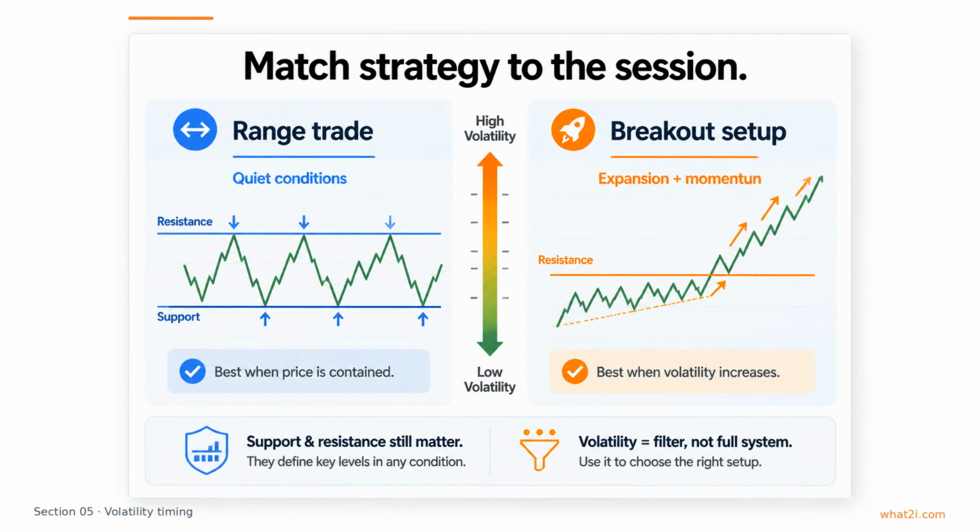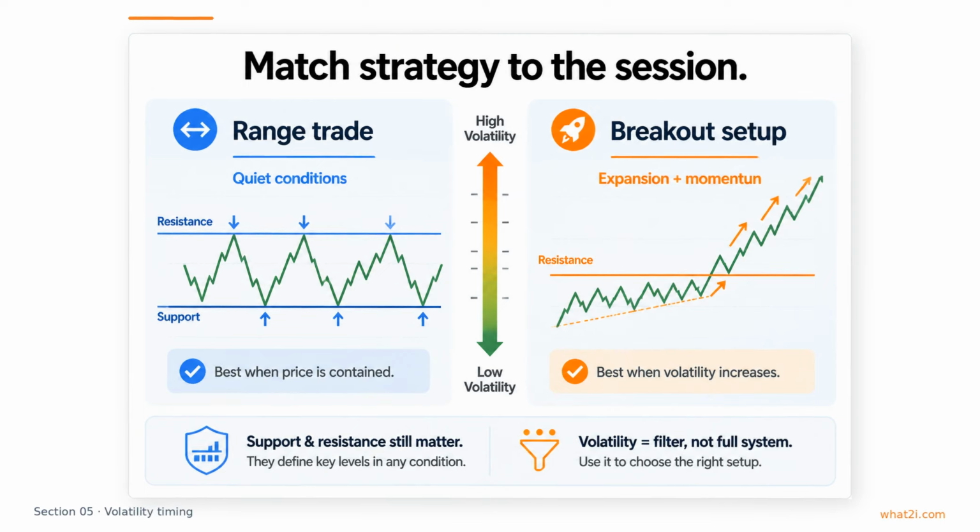Market timing works best when your strategy fits the session rather than fighting it. High volatility conditions often suit breakout setups because price has enough energy to move through levels and continue. Low volatility conditions often suit range trades because support and resistance are more likely to contain price.